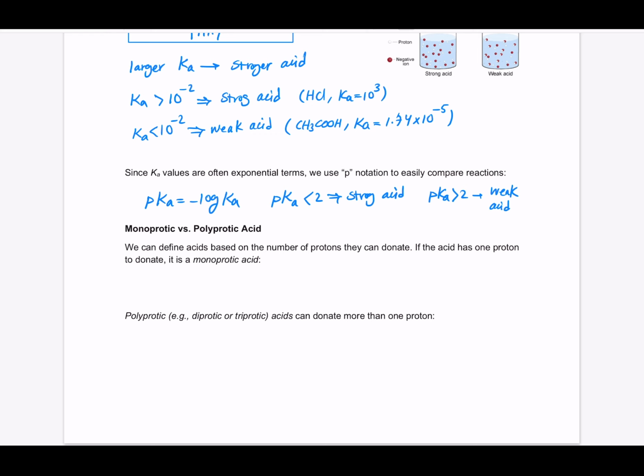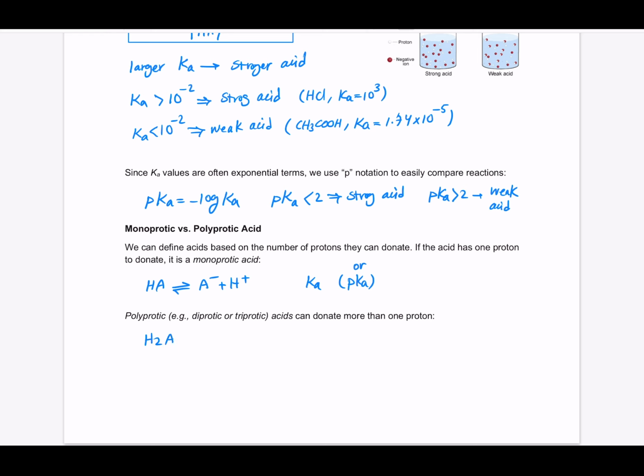Very simple. Monoprotic is something like this one that we talked about. There is only one proton per molecule of acid: HA going to A minus plus H plus. And then we get the Ka or pKa for this reaction. But sometimes we have more than one proton per molecule of acid. In that case, it's polyprotic. It could be a diprotic or a triprotic acid. The diprotic could be something like H2A.